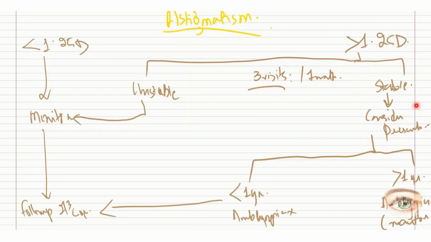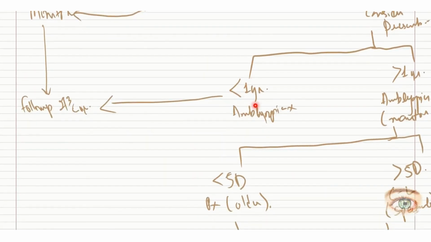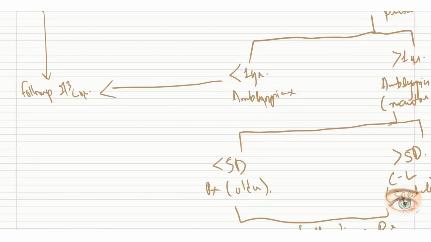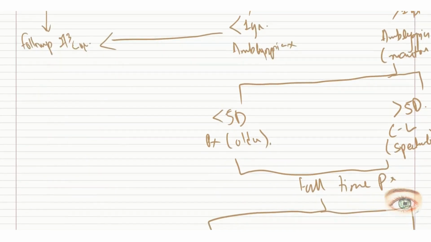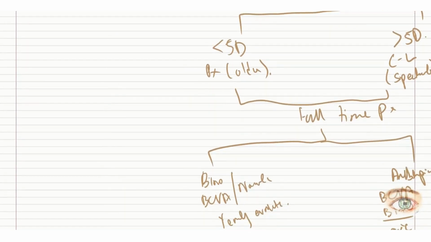If it is stable, you have to consider prescribing. If the patient is less than 1 year and there is no risk of amblyopia, you're again going to have a follow-up at 2, 3, and 5 years. If the patient is older than 1 year, you're going to have amblyopia monitoring. If there is no amblyopia, you're going to prescribe until the patient gets older. If it is more than 5 diopters, despite the age, you are going to give correction. Contact lenses are going to be preferred, but spectacles can also do the work. And in both cases, the patient is going to have a full-time prescription.